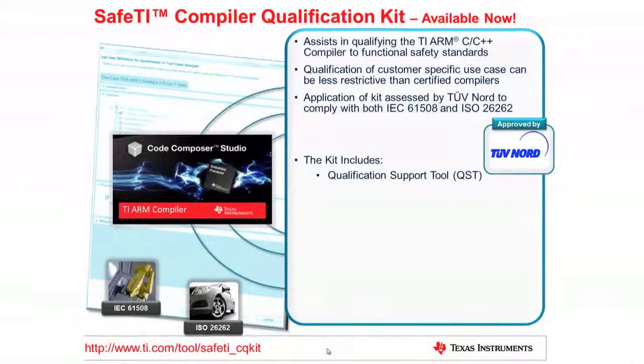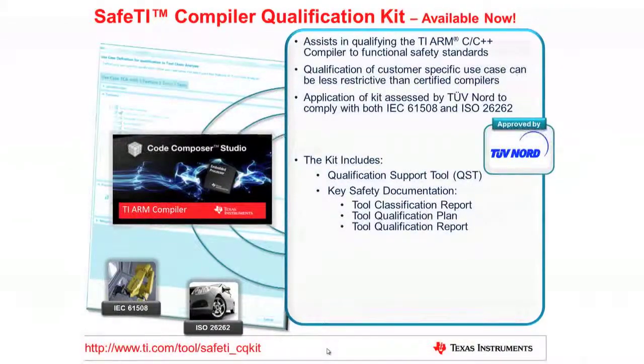The kit includes the qualification support tool, which Oscar demonstrated helps you classify your use of the compiler and determine what tests and mitigation measures are required. As you have seen, the QST also generates key safety documents, such as the tool classification report, tool qualification plan, tool qualification report, and the tool safety manual.